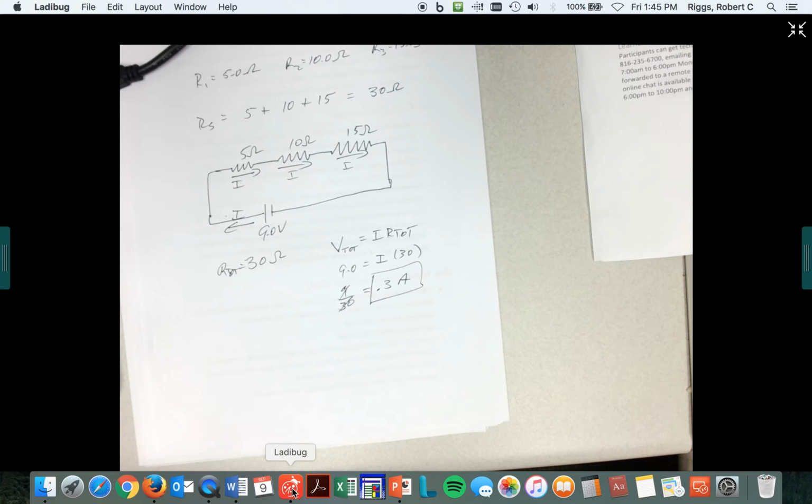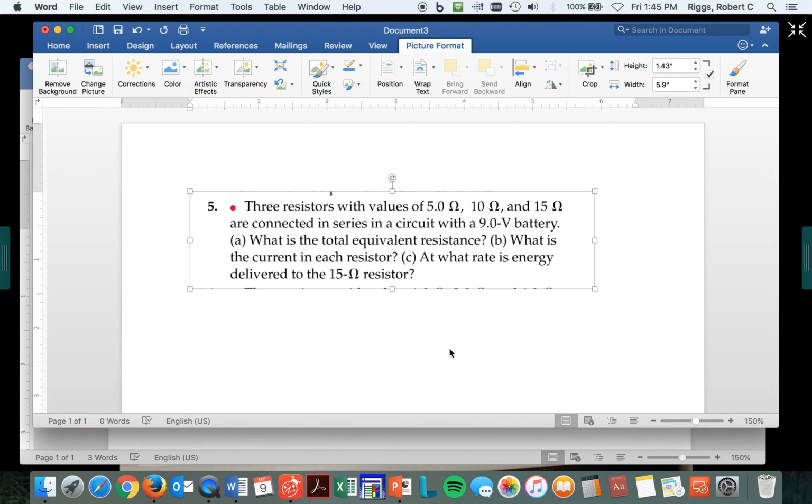Well, that's nice. I hope I did that right. Is that 3 over 10? Yeah, 0.3 amps. Okay, now, what's the next question they asked? What is the current in each resistor? Well, the current's going to be the same in each one of them. At what rate is energy delivered to the 15 ohm resistor?